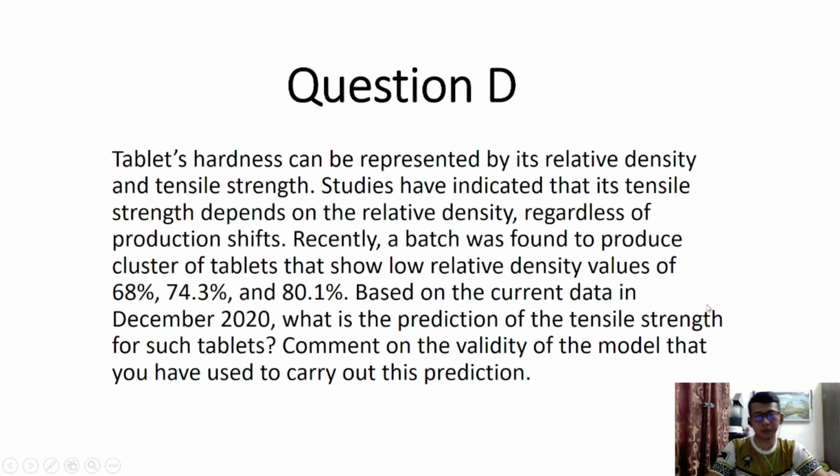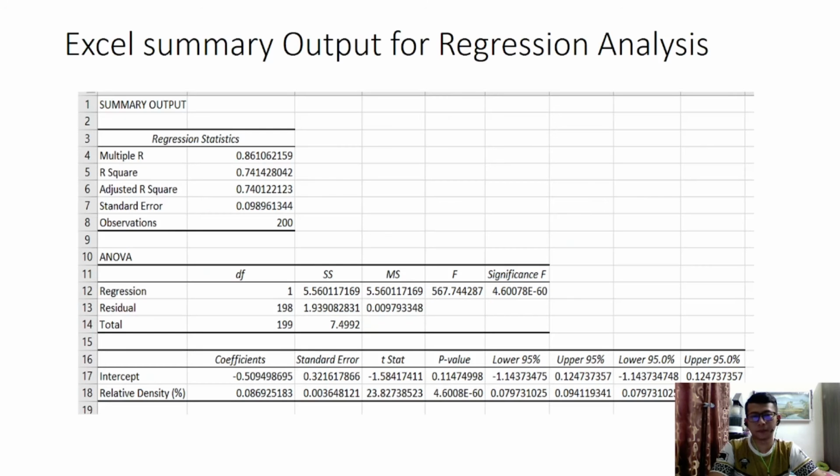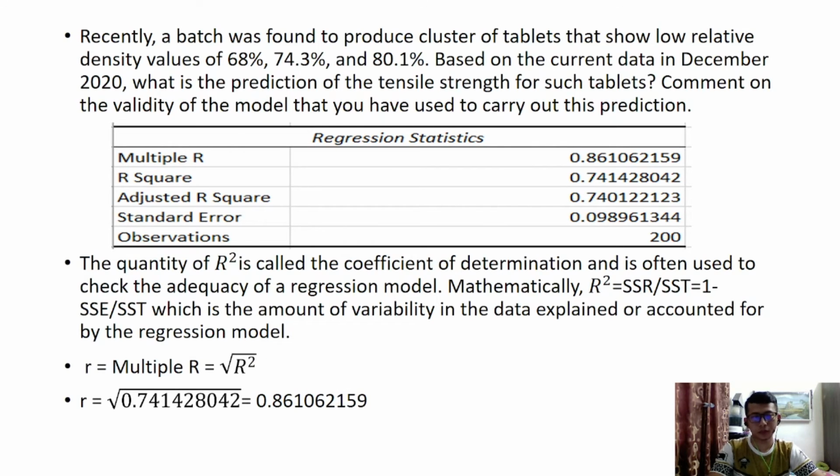My name is Badru Aiman bin Abdul Rahim. I will discuss question D. The question statement is, what is the prediction of the tensile strength for such a tablet? Comment on the validity of the model that you have used to carry out this prediction. So this is the summary output for regression analysis, the ANOVA table, and the estimate table.